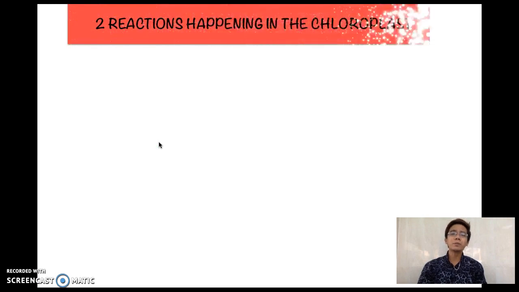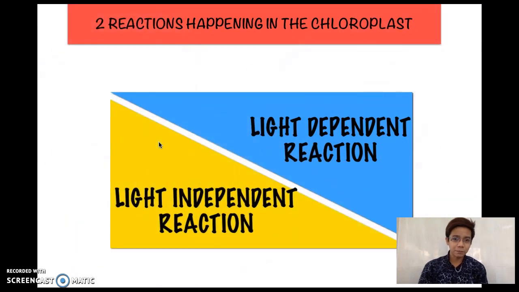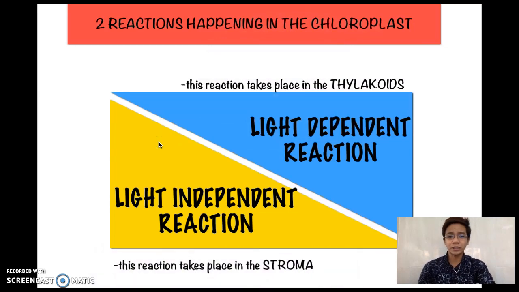So now we will be learning the two reactions happening in the chloroplast. This has something to do with the utilization of the reactants needed. We have the two reactions. First is light-dependent reaction, and the second one is the light-independent reaction. For the light-dependent reaction, this reaction takes place in the thylakoids, whereas the light-independent reaction takes place in the stroma.